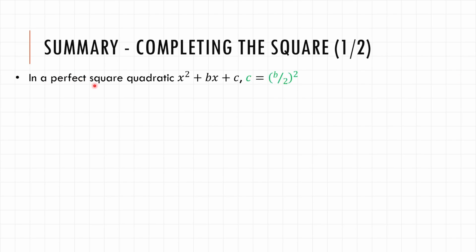So in a perfect square quadratic that looks like x squared plus bx plus c, notice this does not have an a value, or the a value is equal to 1. But if you have a situation like this, it's a perfect square quadratic if and only if the value of c is half of b, squared. And we're going to use this idea in exploring how to turn a quadratic from standard form to vertex form.